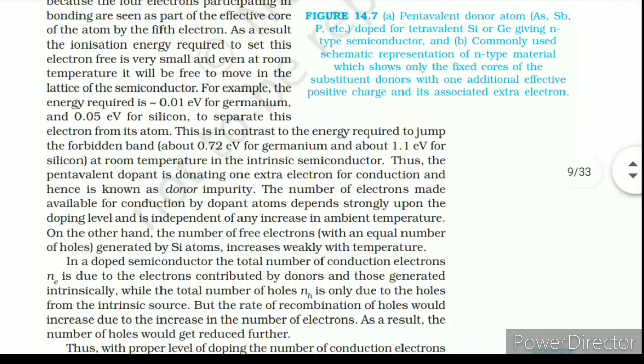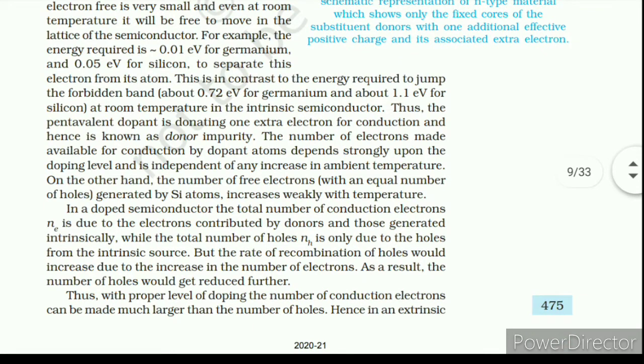Since the neighboring silicon atom in the lattice wants an electron in place of a hole, an electron in the outer orbit of an atom in the neighborhood may jump to fill this vacancy, leaving a vacancy or hole at its own site. Thus, the hole is available for conduction. Note that the trivalent foreign atom becomes effectively negatively charged when it shares the fourth electron with the neighboring silicon atom.